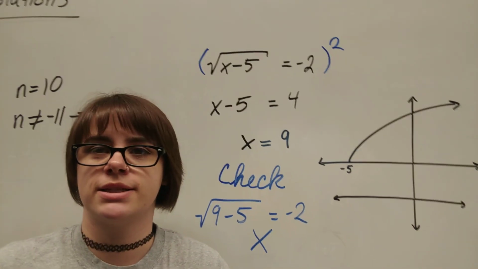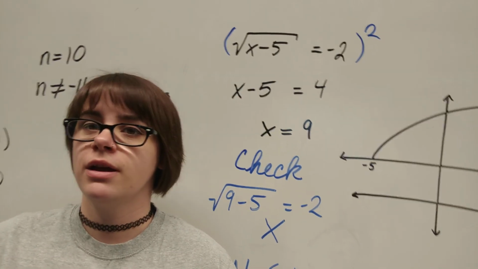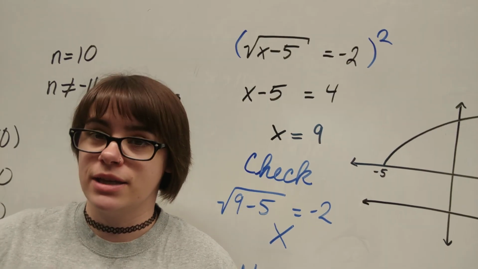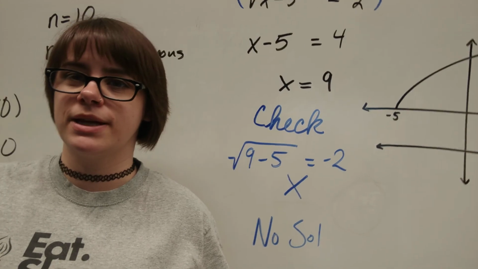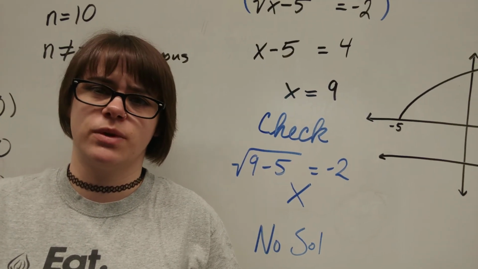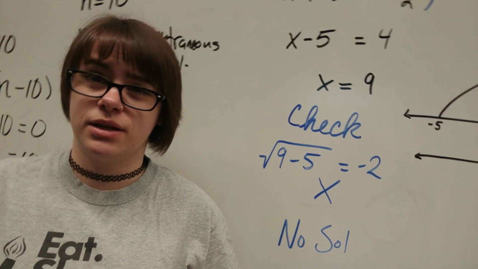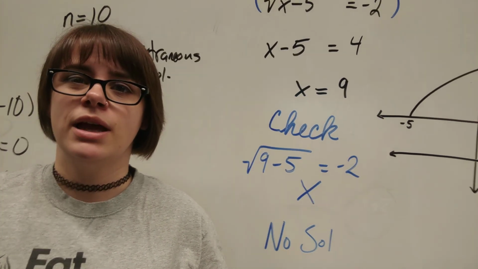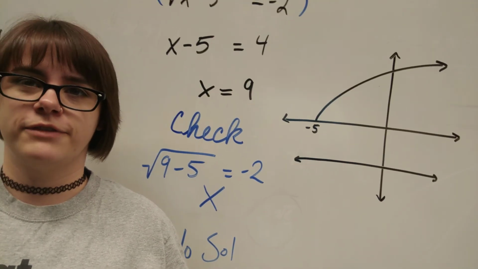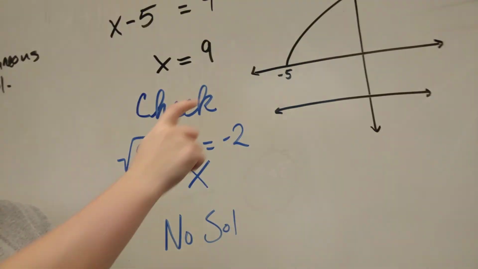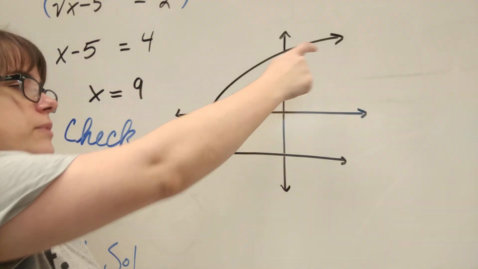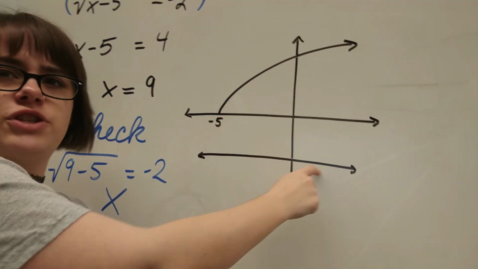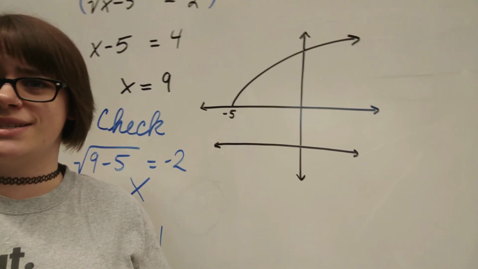Okay, so let's talk about this. Whenever I square both sides, I get 4 equals x minus 5. I can add 5 to each side and get 9 equals x. But whenever I plug it into my check, my solution doesn't work out because the square root of 4 is plus or minus 2, but I only got -2. If I look back at my graph, I've got my root function, which is this kind of shark fin shape, but then y equals -2. And how many times do those lines touch?